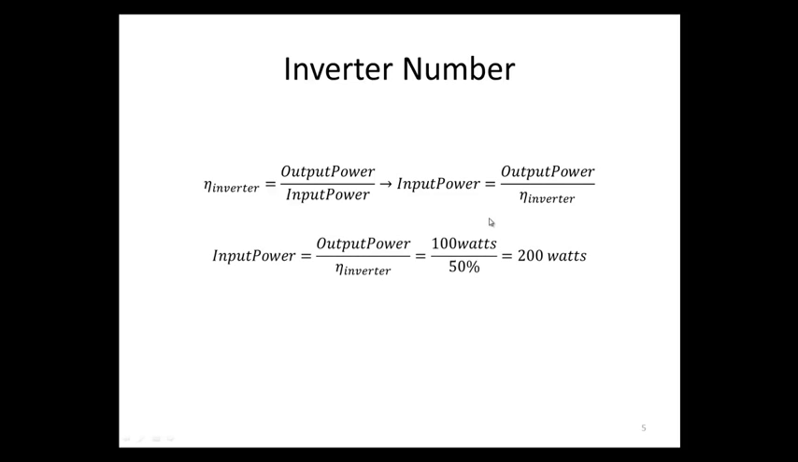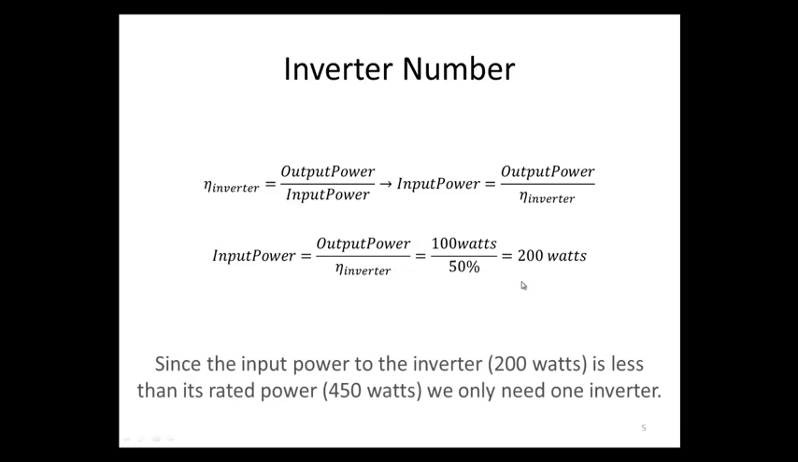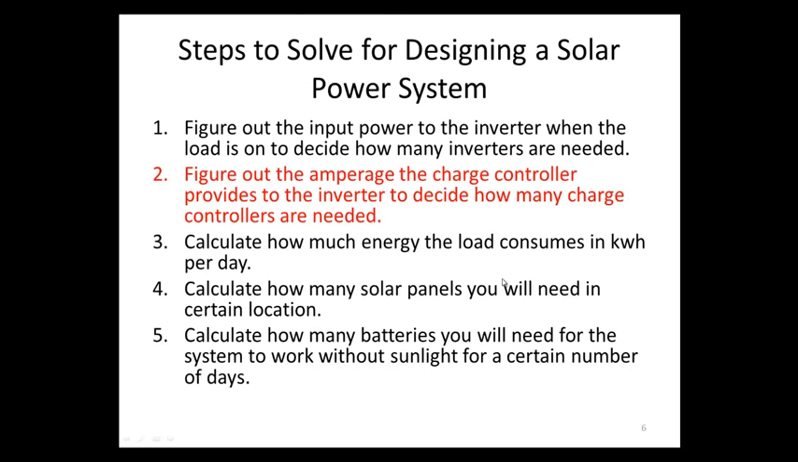Then we plug in what we knew from the first slide and solve for input power. The output power again was 100 watts and the efficiency was 50%, so we get an input of 200 watts. We know that the maximum power rating of the inverter was 450 watts, and since the power we're supplying to it is 200 watts, we only need 1 inverter. If we got greater than 450 watts, we would need more than 1 inverter. Okay, so that's step 1.